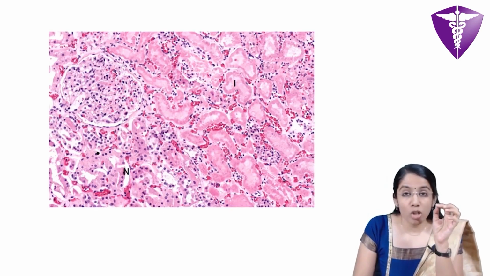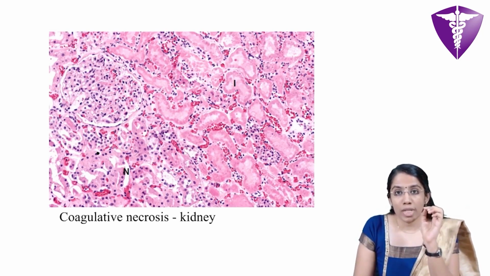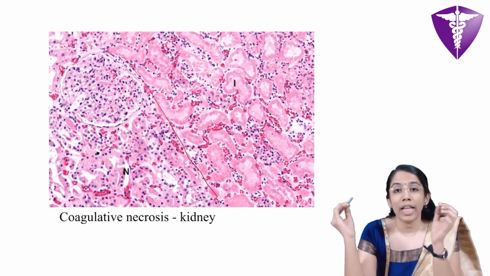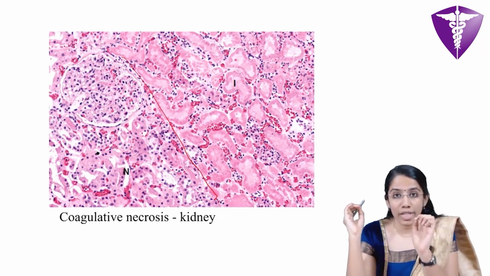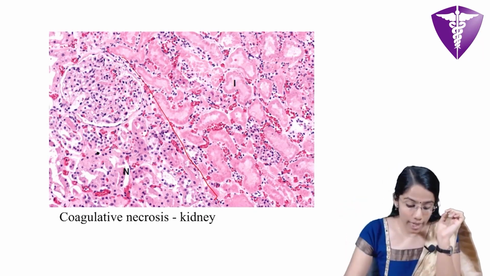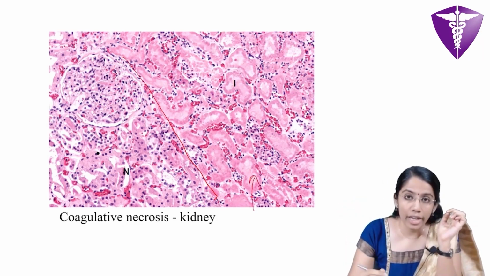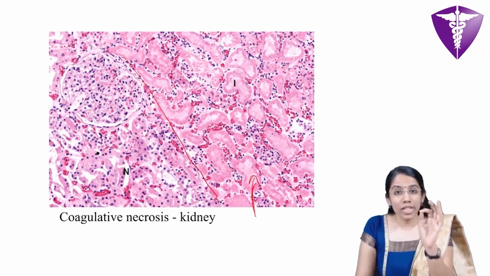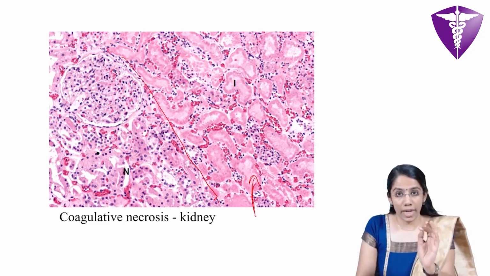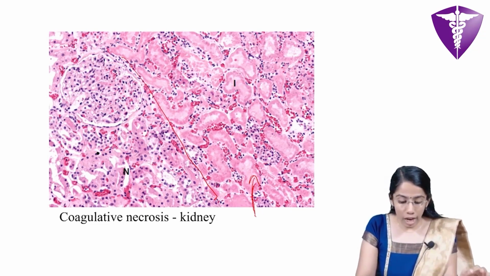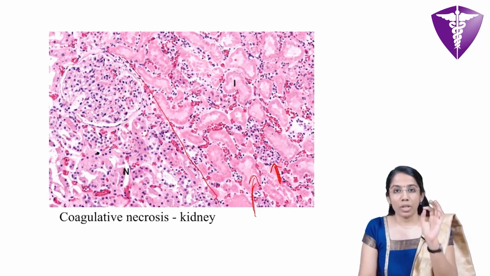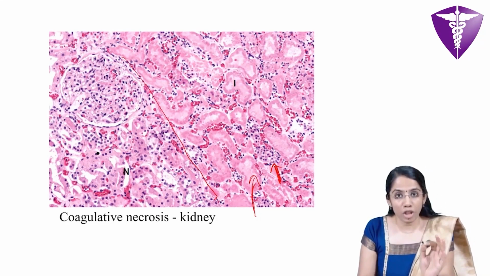Next is the microscopic picture of coagulative necrosis in the kidney. In this half, you can see the normal kidney with glomerulus and tubules maintained, whereas this side shows the areas of necrosis. Here you can see the outlines of the cells, eosinophilic cells maintained and the nucleus lost, and also a lot of inflammation in between. So this is an example of coagulative necrosis of the kidney.